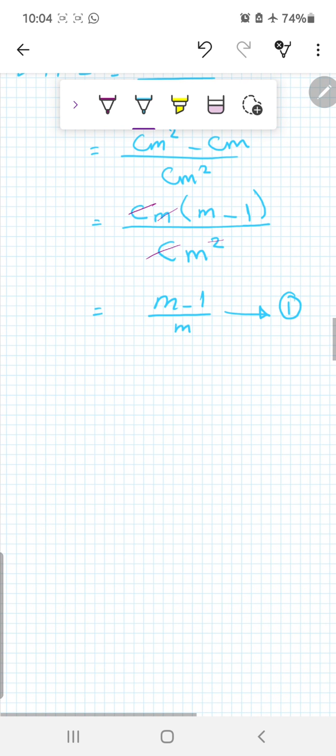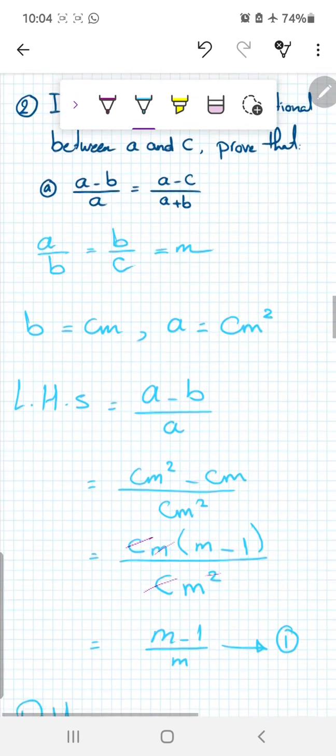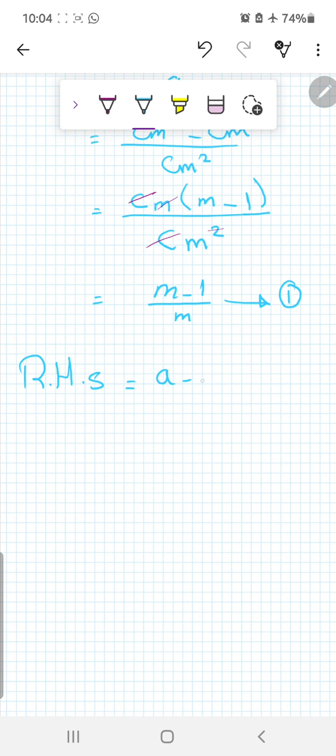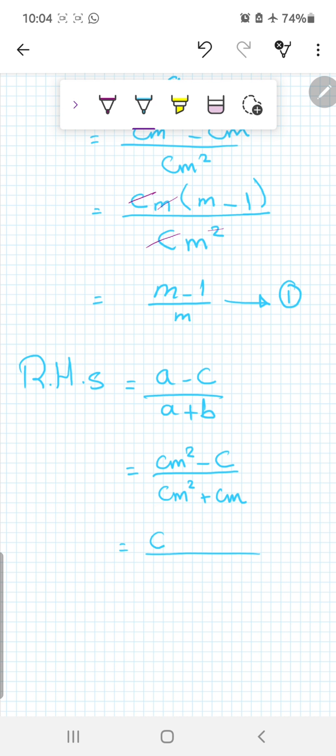Get the right hand side, which is A minus C over A plus B, by substitution. A, which is CM power 2, minus C, over here CM power 2 plus CM. Take a common factor. Here we have C only. Open bracket. We get M power 2 minus 1 over, here we have C and M power 2, M. Take the smallest power, which is M. The remainder will be M plus 1.